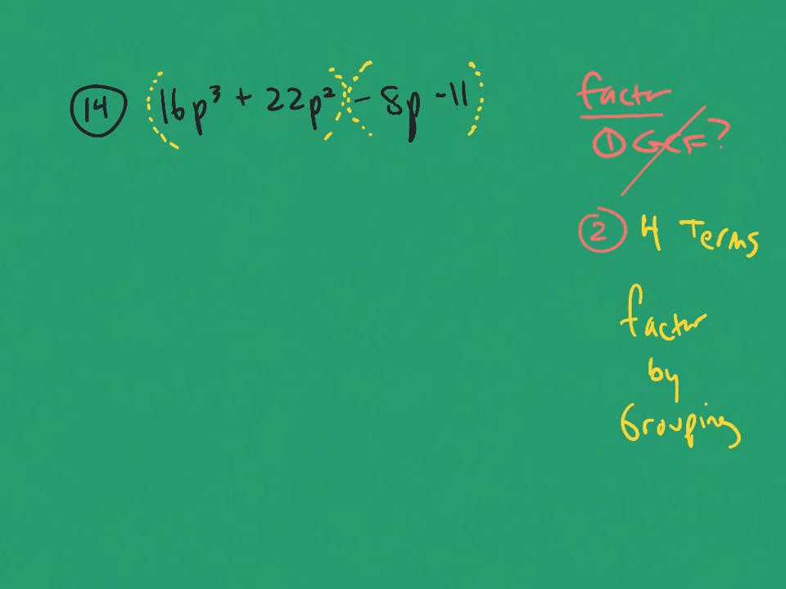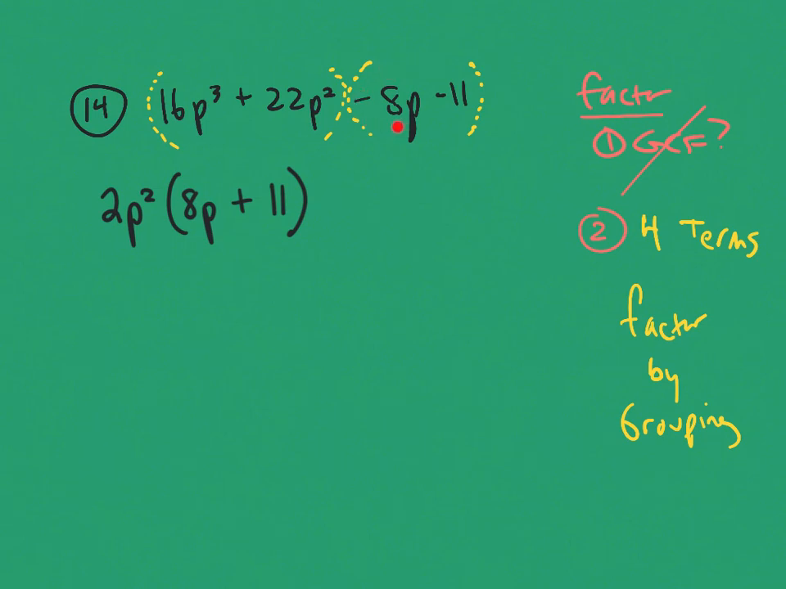16 and 22, we can take a 4 or 2 rather out of both of those. So 2, and then we can take out 2 p's. And we want to divide. 16 divided by 2 is 8. We took out 2 p's out of p cubed, so that leaves 1 p. 22 divided by 2 is 11. We took out both of the p's, so no p's left.